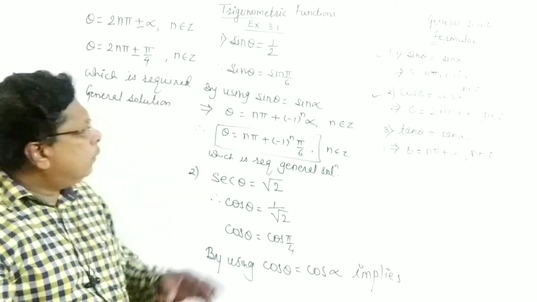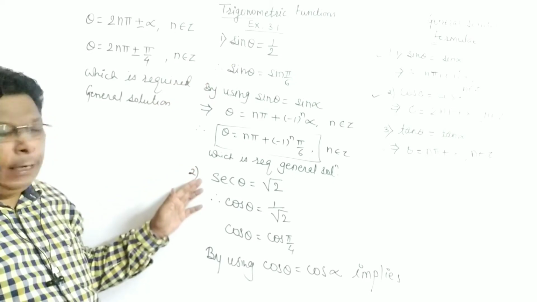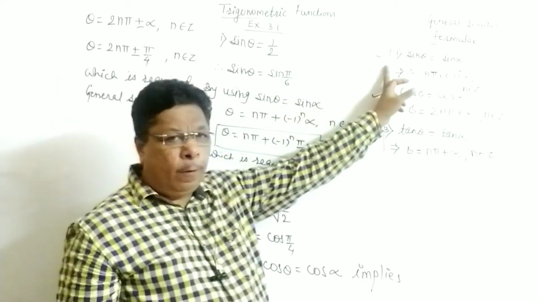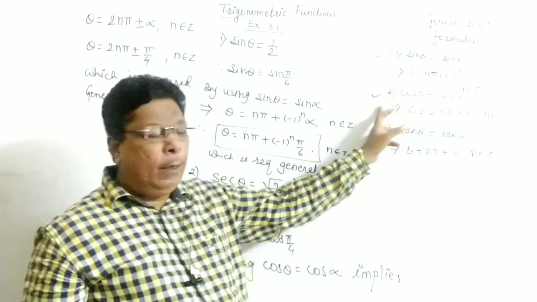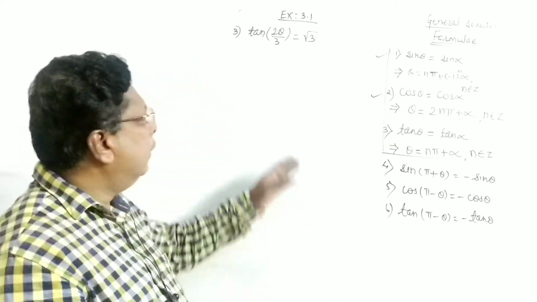Okay, first I have taken sin theta, secondly I have taken sec theta. For the first I used the first formula, for the second I used the second formula. Now we take the third type. Okay, now see the third sum.